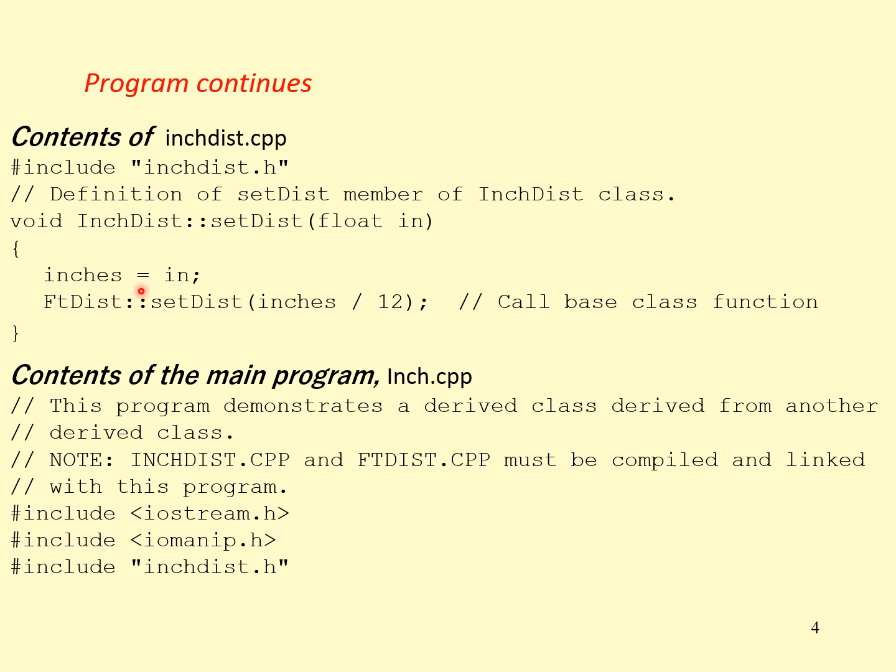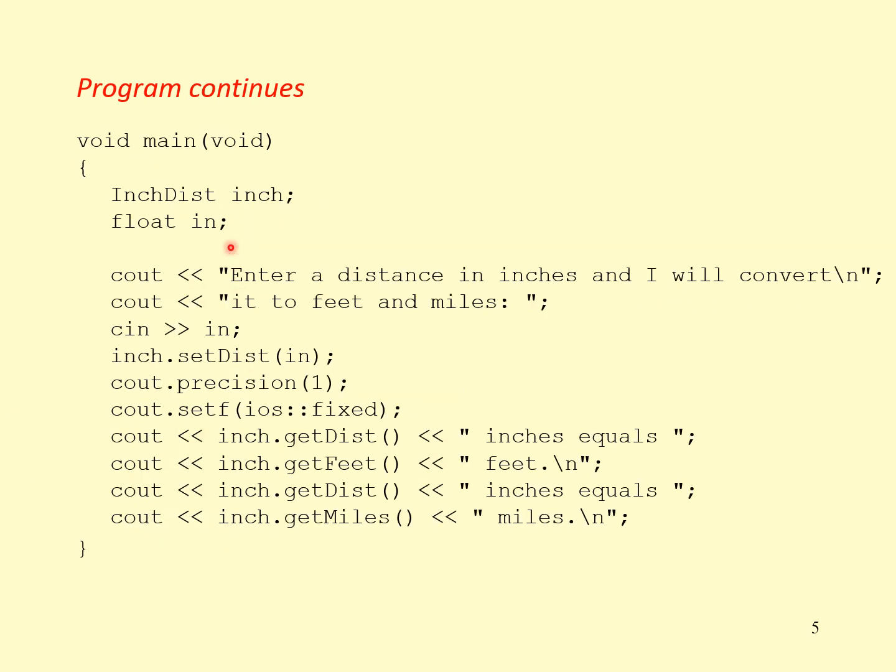Then we go on to our execution where we have our main program, including all those other built-in C++ header files and this user-defined header file. In our main function, we are defining inch distance inch, that means inch becomes an object of the class inch distance, which was defined there. Then we also have a variable called in. Then our prompt: enter distance in inches, I'll convert it to feet and miles. So the standard input will wait for you to input something, and that input will be the value of inch, which is our floating variable there.